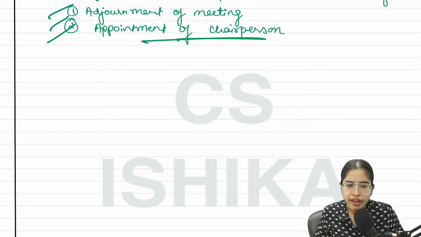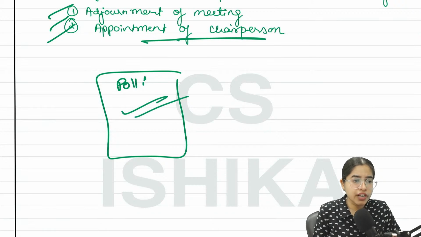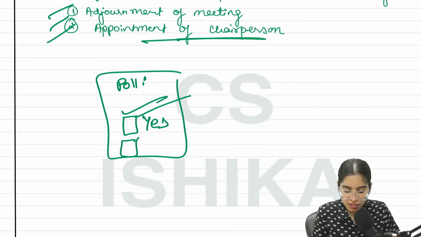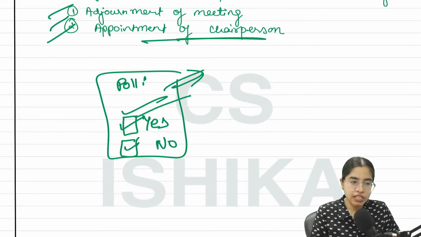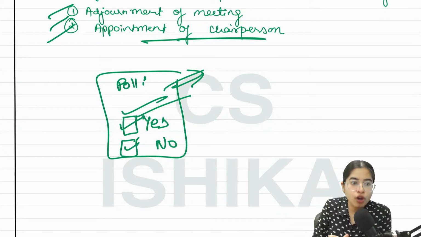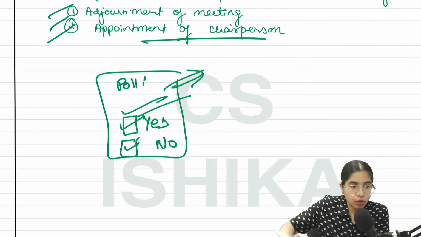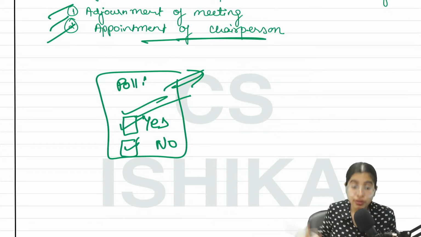Now, when a poll is demanded, we have to make polling papers in which we will write the resolution and give two check boxes. If you are saying yes, you can tick on this. If you are saying no, then you can tick on this. So this is basically polling papers. In case we are holding a poll, we have to prepare and print these papers, and submit these polling papers to all the members, and then we have to do the voting.